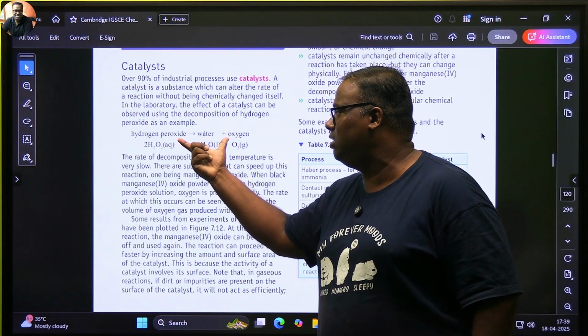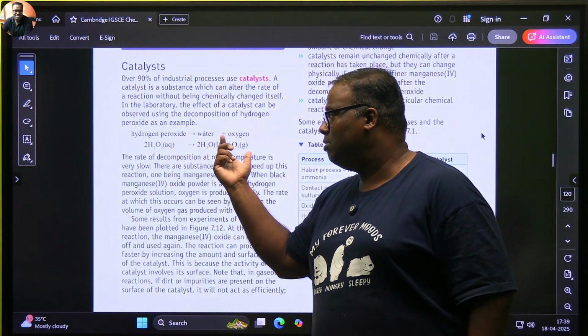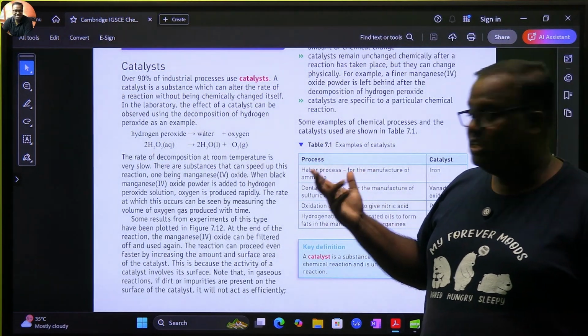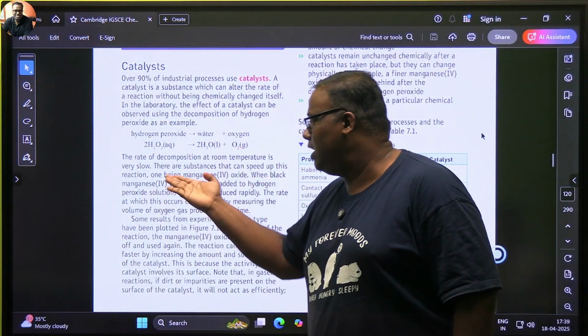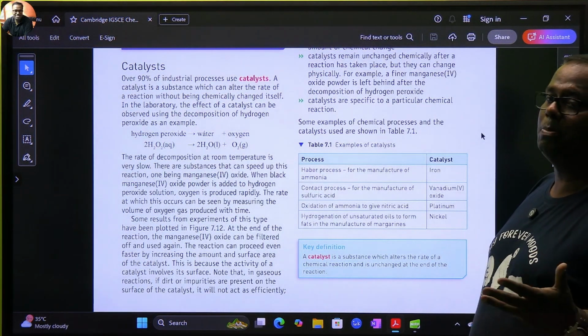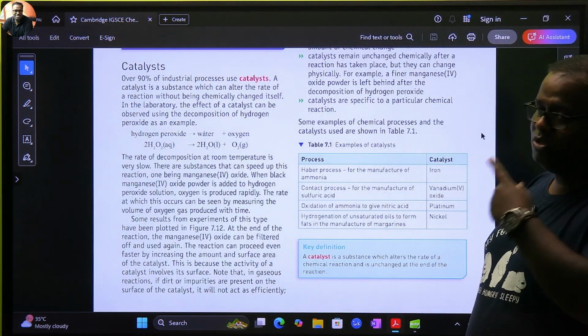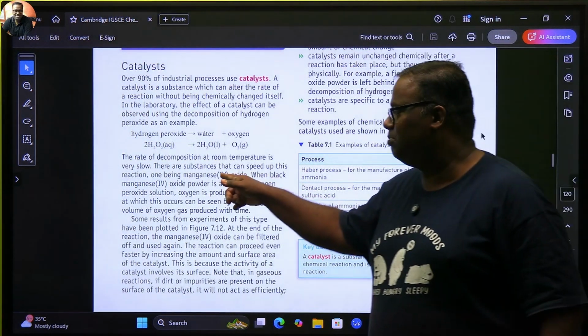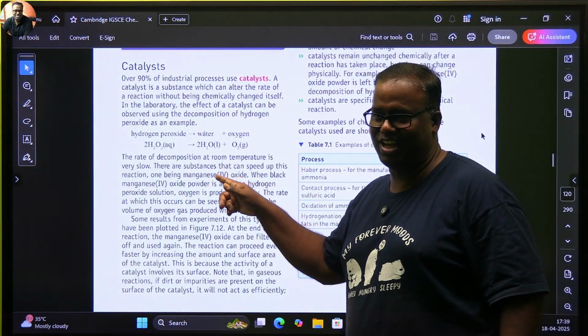So this is the general reaction which you write. But so far in our learning, we never spoke about the time that this reaction takes. This reaction takes a lot of time. If you add manganese 4 oxide powder to hydrogen peroxide, oxygen is produced rapidly. And we will see this reaction later. It is happening in our body, but your body cannot accept this manganese 4 oxide. This is an industrial catalyst that we are talking about.